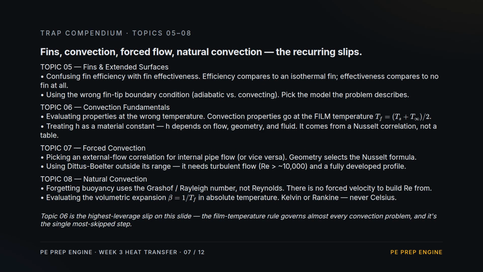Trap compendium. Topics 5 through 8. Fin efficiency compares to an isothermal fin. Effectiveness compares to no fin at all. Don't swap them, and use the fin tip condition the problem describes. Convection: properties at the film temperature, and the coefficient comes from a Nusselt correlation, not a table. Forced convection. Match the correlation to the geometry. External differs from internal pipe flow, and use Dittus-Boelter only for turbulent, fully developed flow. Natural convection. Buoyancy uses Grashof and Rayleigh, not Reynolds, and beta is 1 over the absolute film temperature.